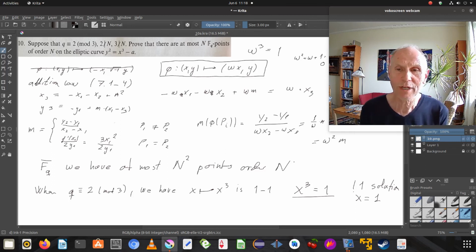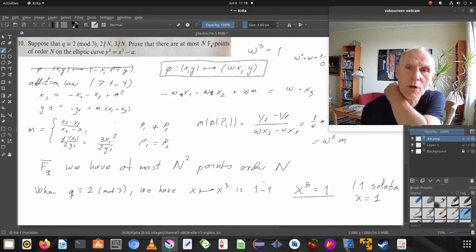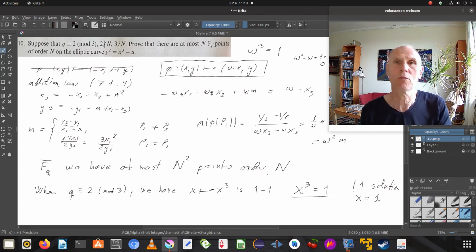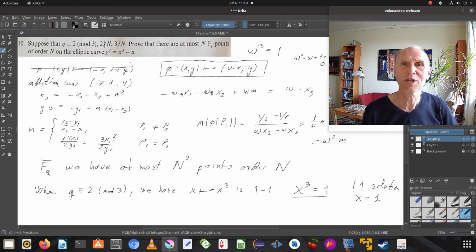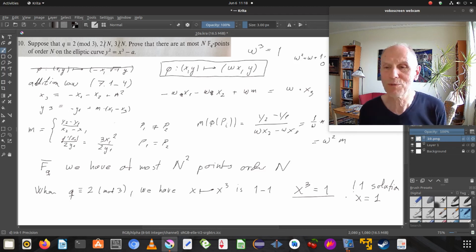And therefore we can have at most n points of order n. And I believe that for all orders, there's only one point of order 1, only 2 points of order 2. I don't know about order 3, but it should be a general statement about this. So my idea of this morning worked as I had hoped it would. Thank you.